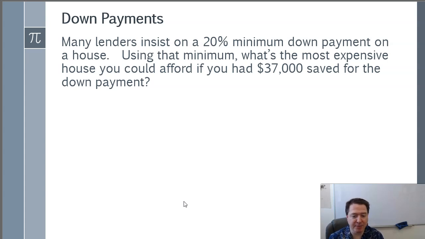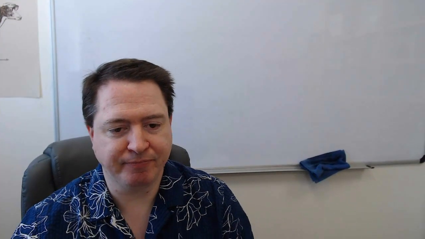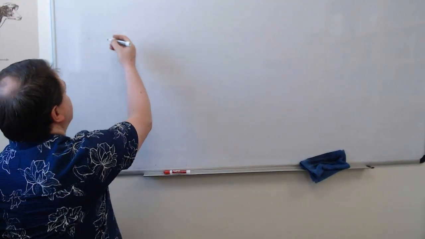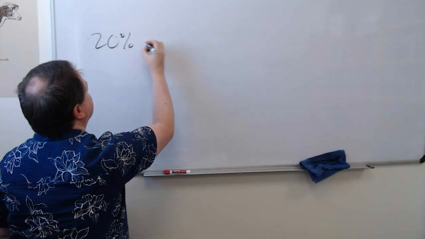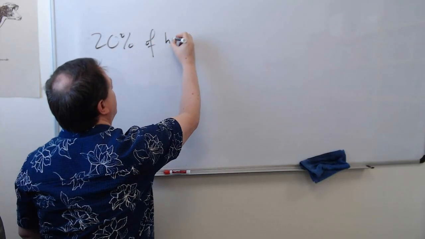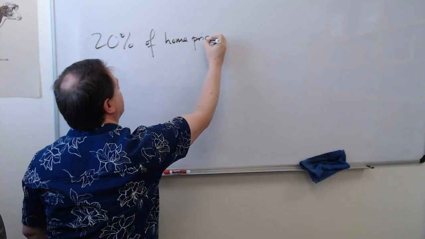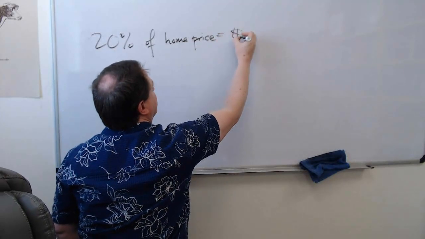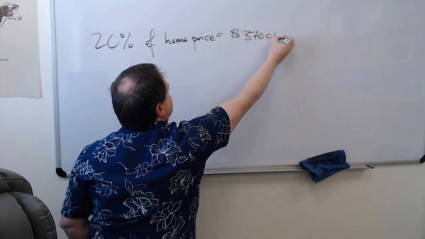Well, when we're looking at something like this, hopefully it's at least somewhat intuitive that that 20% is the $37,000, right? I don't want to find 20% of $37,000. I'm just saying 20% of the home price is $37,000. Okay, so let's write that out. So 20% of the home price is $37,000.